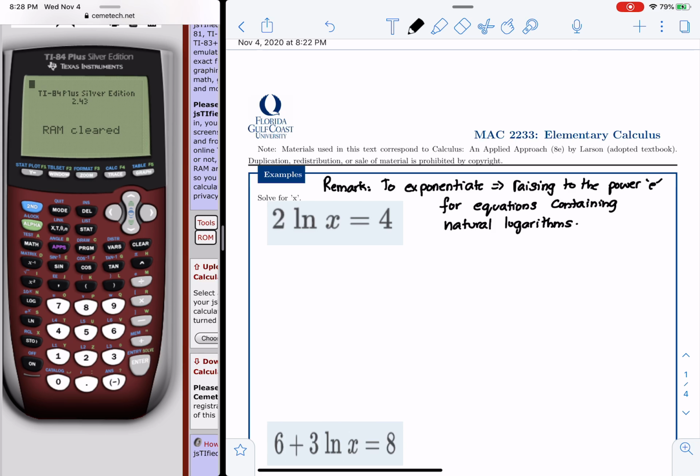But prior to exponentiating, we've got to make sure that the natural logarithm is by itself, so that we can use the property that e raised to ln of whatever function we have would simply be equal to that function. So there are two ways to solve the first problem here. The first approach is to divide by 2 on both sides.